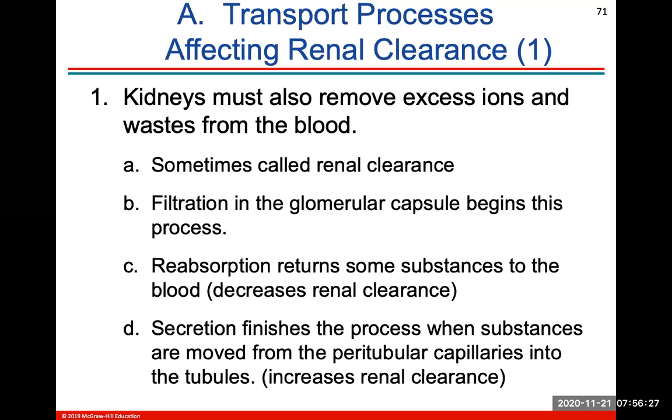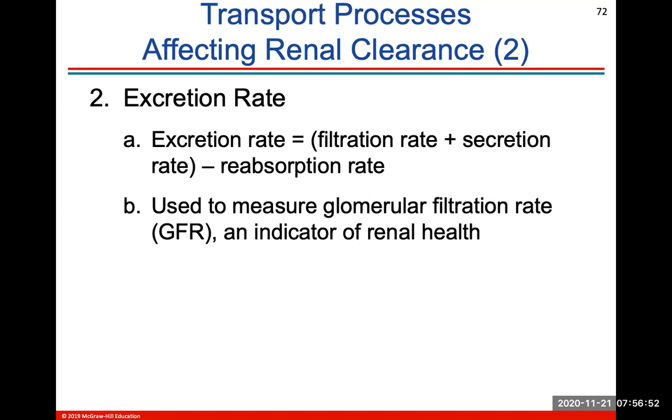Your kidneys must also remove excess ions and wastes from the blood. Sometimes this is called renal clearance. Filtration in the glomerular capsule begins this process, reabsorption returns substances to the blood, and secretion finishes the process when substances are moved from the peritubular capillaries into the tubules. So just acting as this renal clearance, what your kidneys can clear as urine.